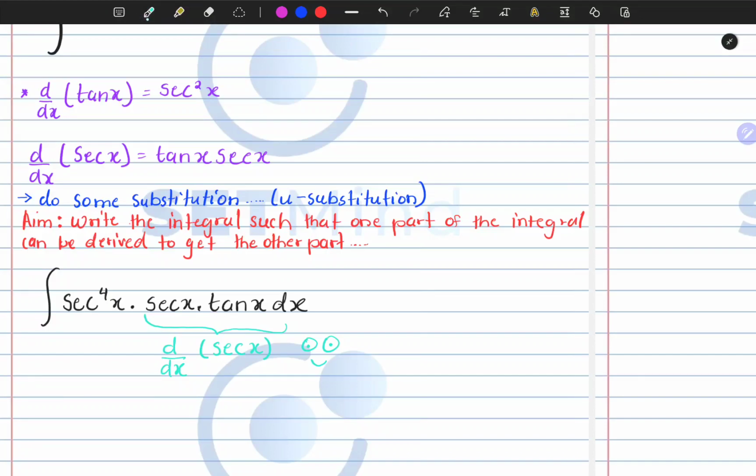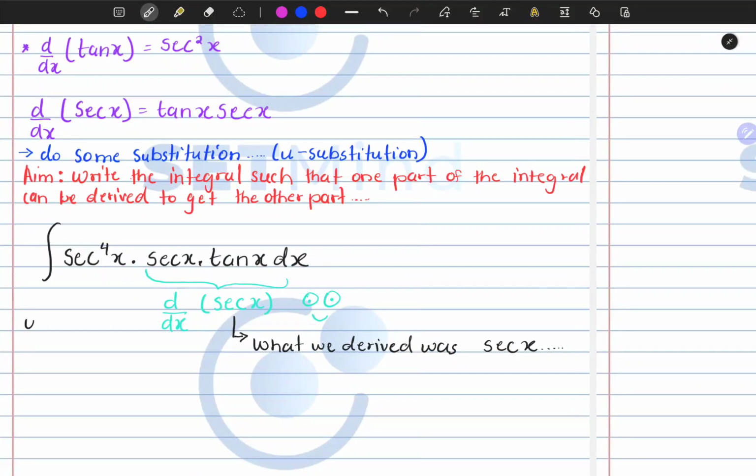We know that. So in my expression, I need to look for the part and make it the u, which when I derive, I get that sec tan. So once I'm able to pick out which part of the integral I need to derive so that I get another aspect, I will set it as u. So the u, I will now set to sec.